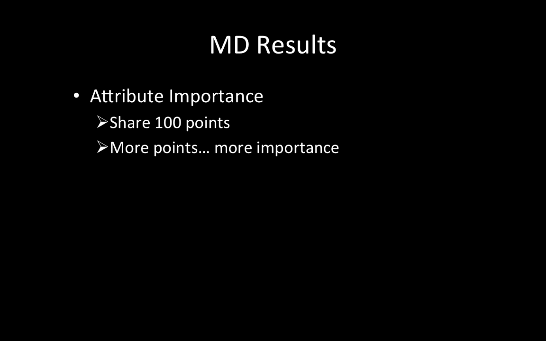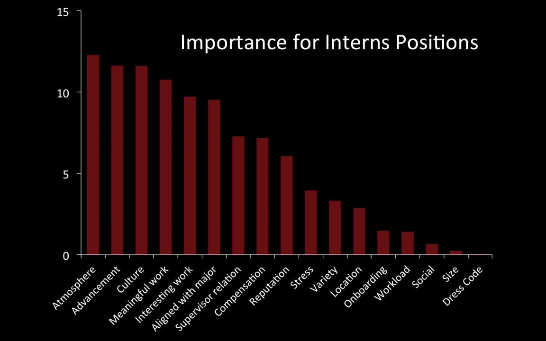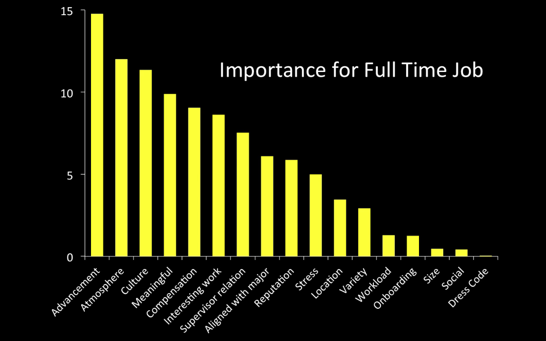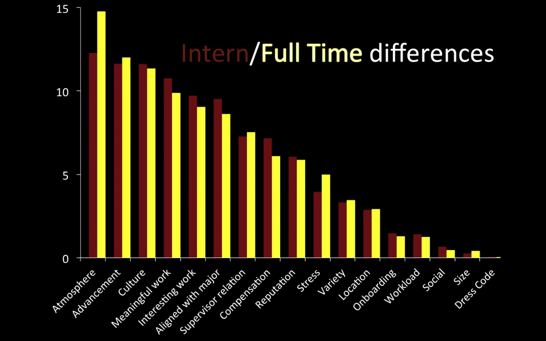Alright, so now we're going to go into our max diff results, and like the choice results, attribute importance, they share 100 points, more points, more important, and vice versa. So here's the importance for intern positions, here's the importance for full-time positions. Now we are going to combine the two.